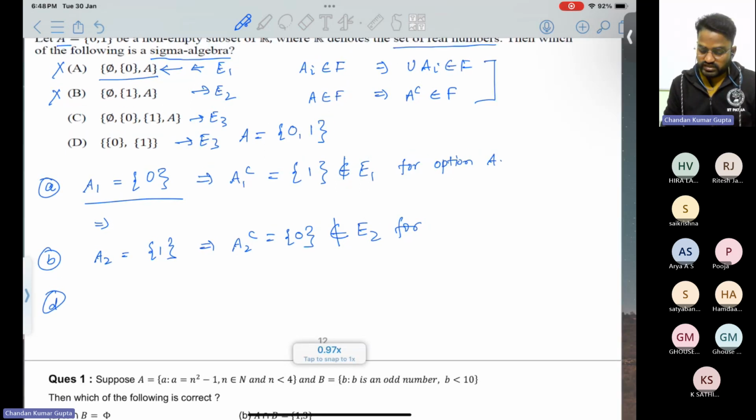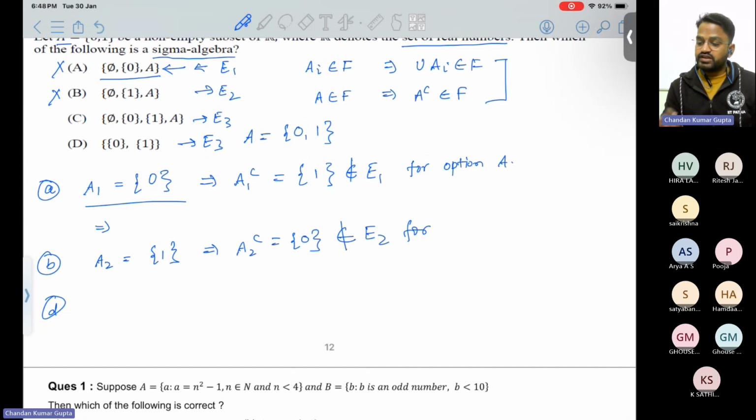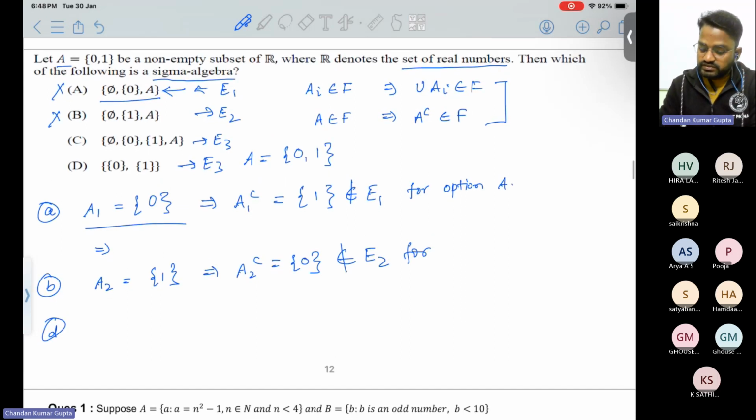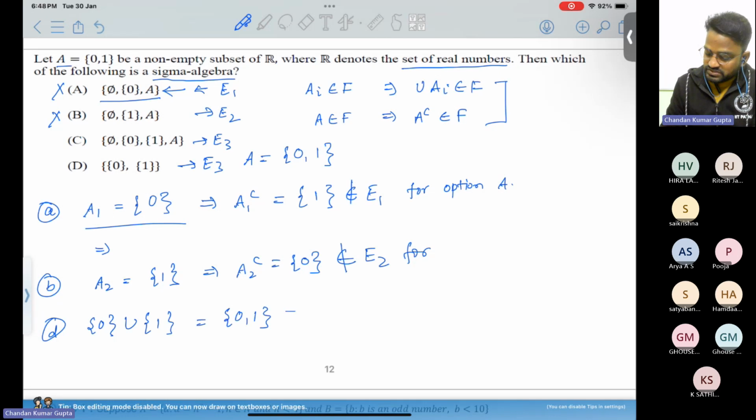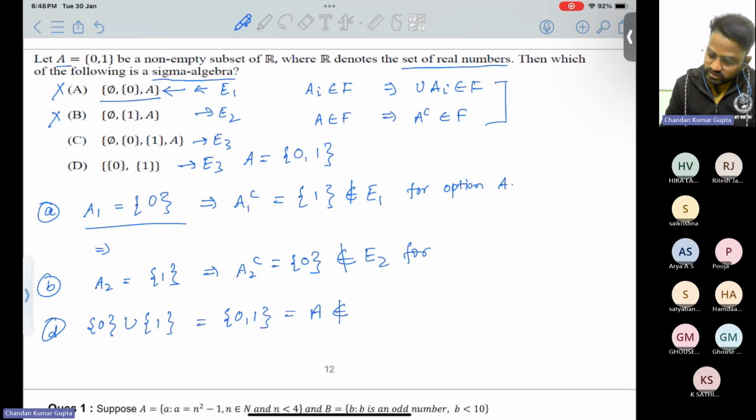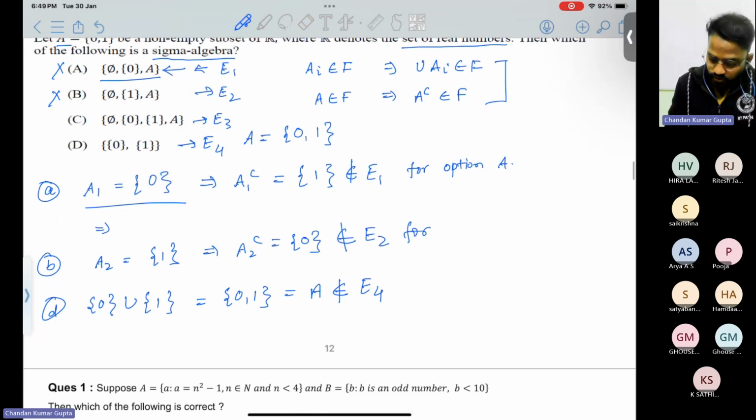For option 2, again here we see that 0 and 1 are there. Okay, so obviously 0 and 1 are there. But what about the other terms? If 0 and 1 are there, what about the union term? This is actually {0, 1}, which is equal to A, which does not belong to E4. It should be 4. That means option D is also the incorrect one.